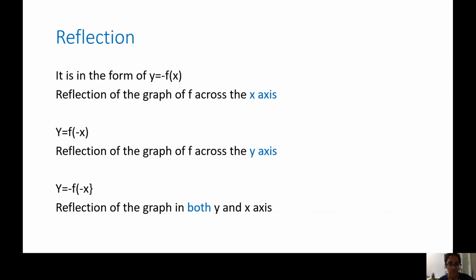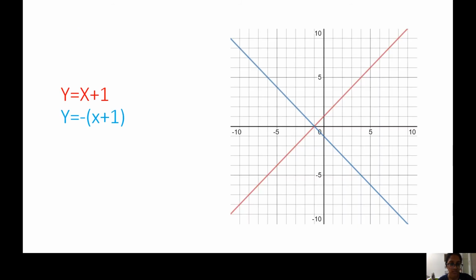Then there's reflection. There are 3 types of reflection: y equals negative f(x), which means reflection across the x-axis. Y equals f(negative x) means reflection of the graph across the y-axis. Y equals negative f(negative x) means both the y-axis and x-axis, that's a reflection. This is an example of reflection across the y-axis and also the x-axis.